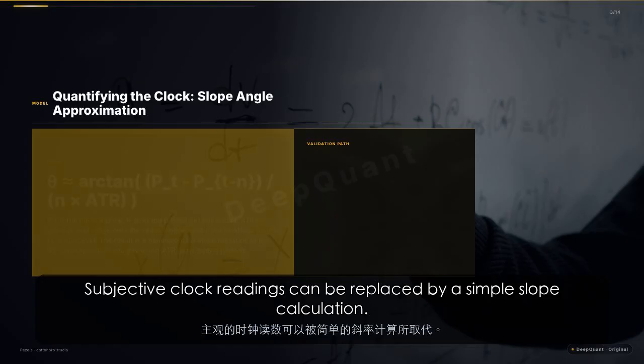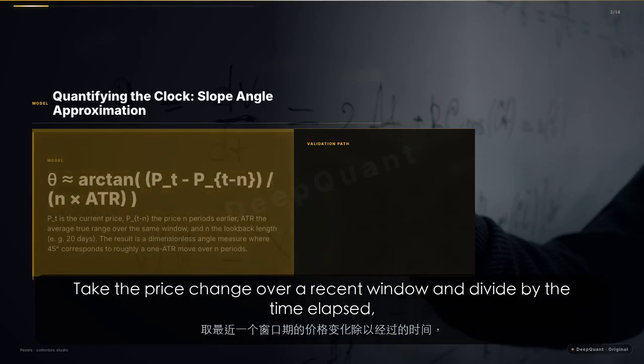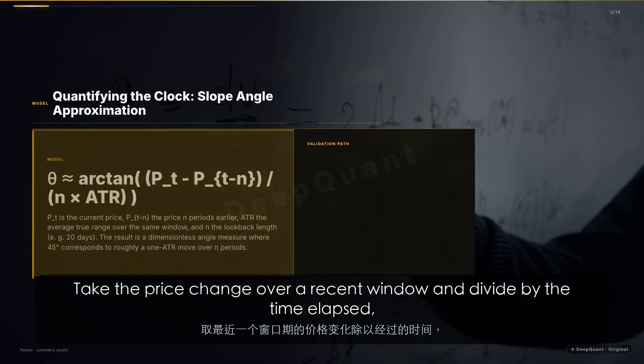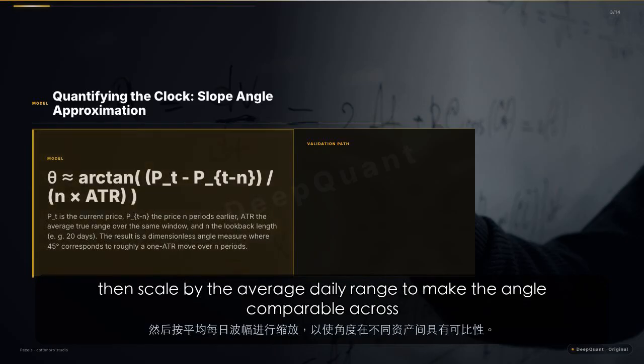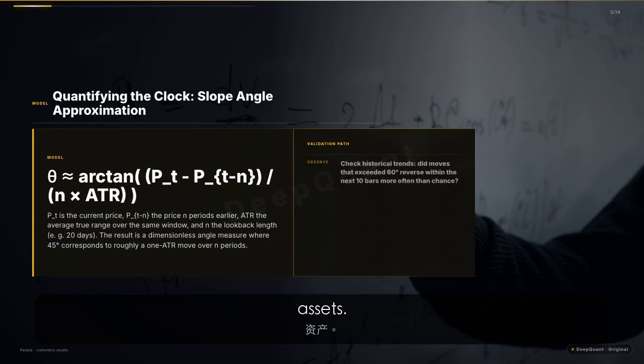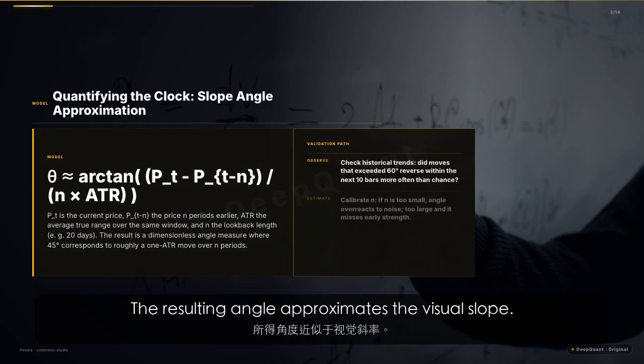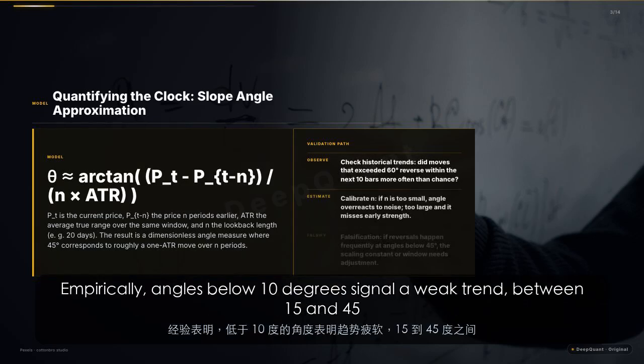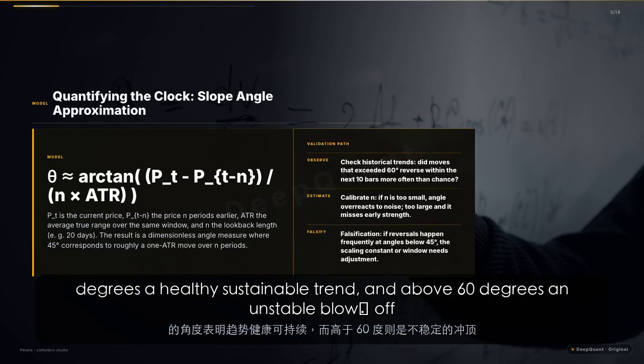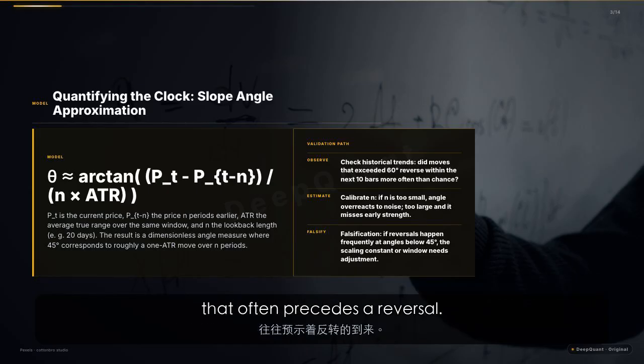Subjective clock readings can be replaced by a simple slope calculation. Take the price change over a recent window and divide by the time elapsed, then scale by the average daily range to make the angle comparable across assets. The resulting angle approximates the visual slope. Empirically, angles below 10 degrees signal a weak trend, between 15 and 45 degrees a healthy sustainable trend, and above 60 degrees an unstable blow-off that often precedes a reversal.